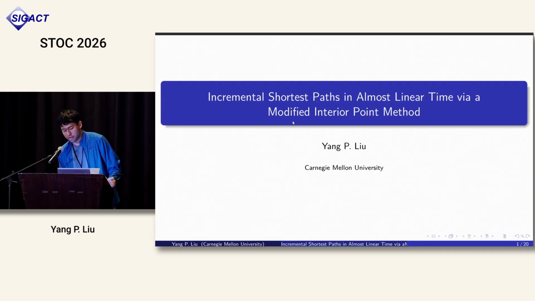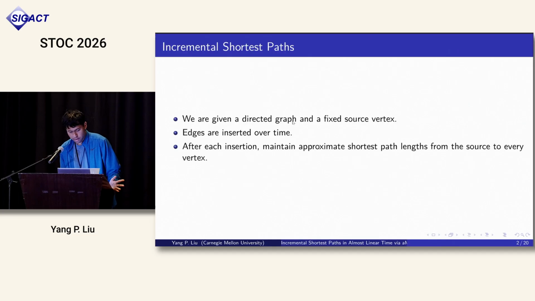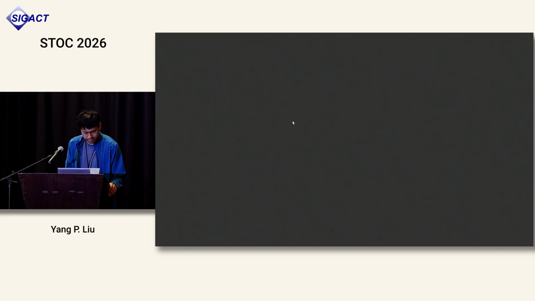Yeah, thanks for the intro. As you heard, I'm talking about incremental shortest paths. Let me start by introducing the problem. The goal is to find shortest paths from a given source vertex in a graph that undergoes edge insertions. In this talk, we're going to focus on approximate shortest paths. Later, I'll talk a little bit about why this is the correct thing to look at.